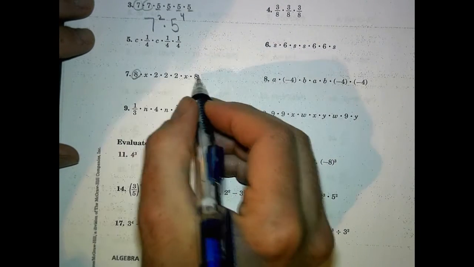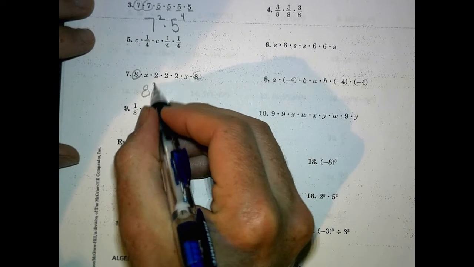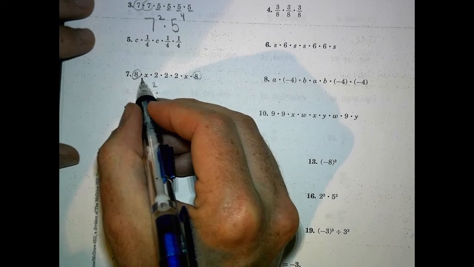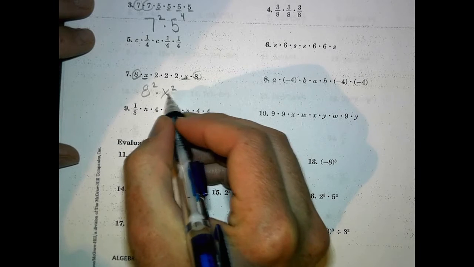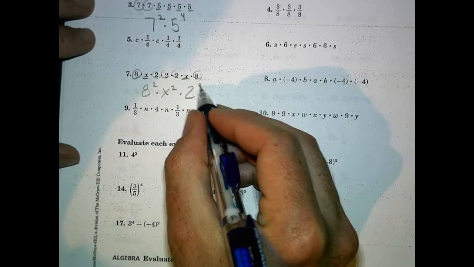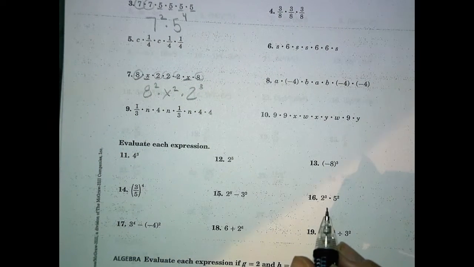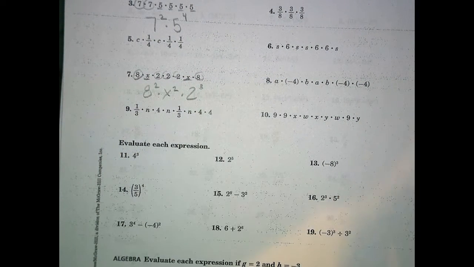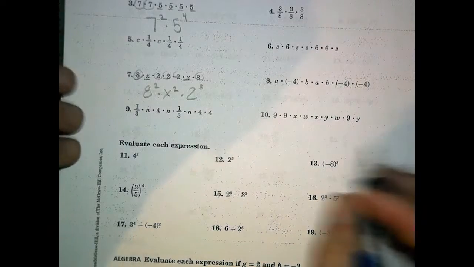Next, I have some 8s. I have 2 8s there, so that's 8 squared, times x, 1, 2 of those, so x squared, times 2, 1, 2, 3, 2 cubed. All right. You could switch the order around if you wanted to, but that's just what I have there.